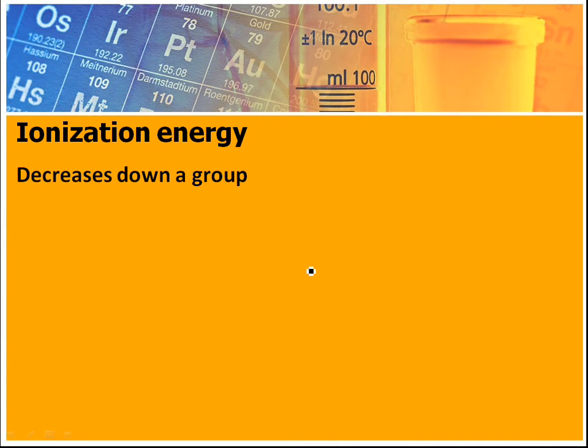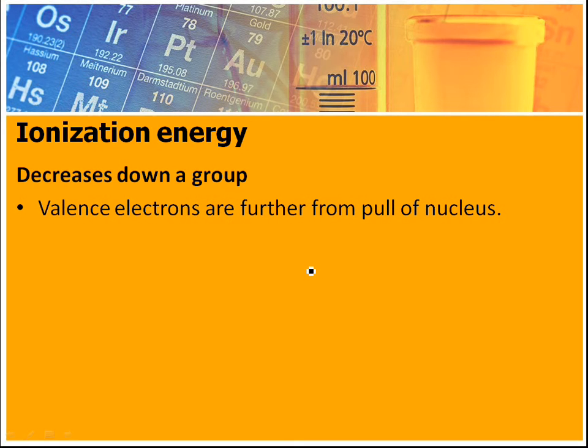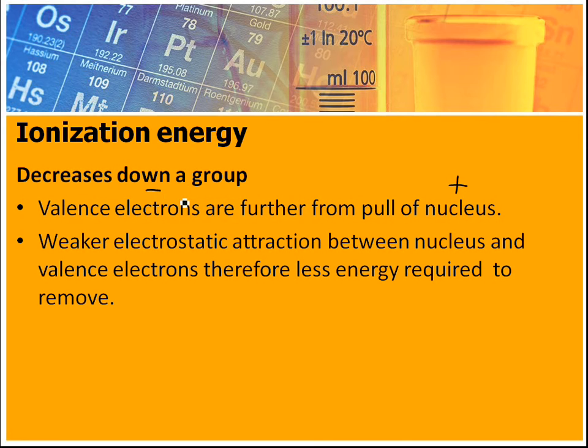Ionization energy decreases down a group. Why is that? Well, the valence electrons are further from the pull of the nucleus. Remember the nucleus is positive and the electrons are negative, so they attract each other. Second point, weaker electrostatic attraction. Now remember, the electrostatic attraction is just the attraction between positive and negative. So you get a weaker electrostatic attraction between the nucleus and valence electrons. Therefore, it's easier, or less energy is required, to remove the outer electron.